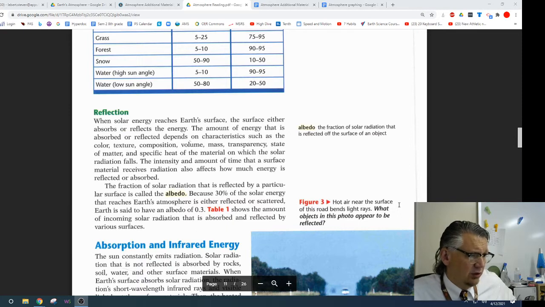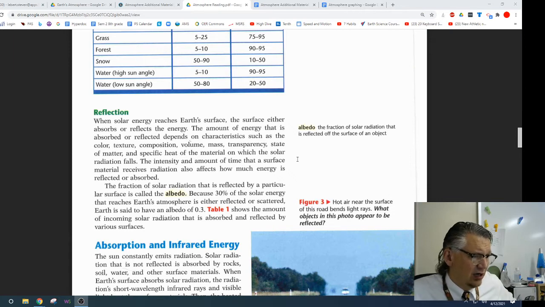Reflection. When solar energy reaches the Earth's surface, the surface either absorbs or reflects energy. The amount of energy that is absorbed or reflected depends on characteristics such as color, texture, composition, volume, mass, transparency, states of matter, and specific heat of the material on which the solar radiation falls.